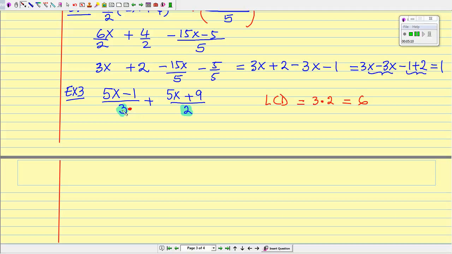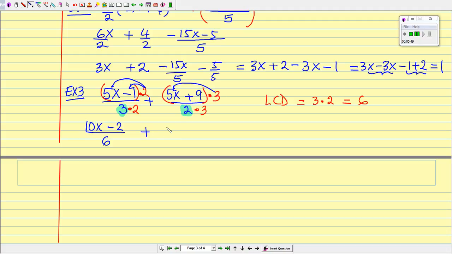So right here, I have 3, so I'm going to multiply by 2. I do the same thing, I multiply by 2 to the numerator. Now the second denominator is a 2, so I multiply by 3, and do the same to the top, the numerator, you multiply by 3. Next, you are going to distribute the 2 to each of the terms inside. So 2 times 5 will give you 10. So now you have 10x minus 2, and your denominator is 6.